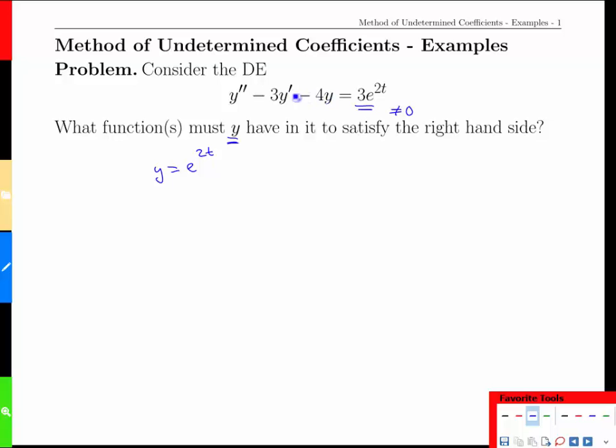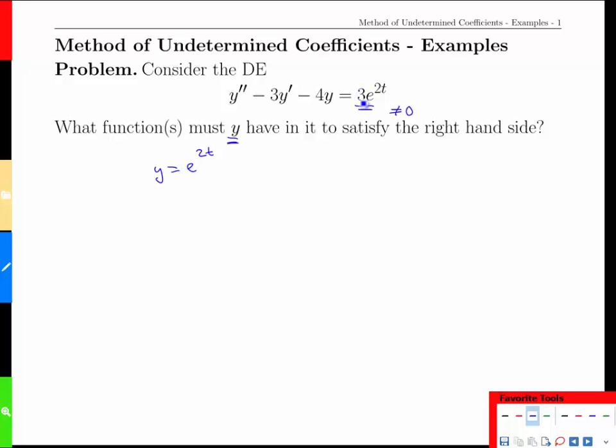But some of the y might cancel out with the y prime and the y double prime. These things might self-eliminate somehow, but at the end of the day it has to equal e to the 2t, some multiple of that. The only thing that's going to make sense there is if y is based on e to the 2t. If we don't have that there, there's no way we're going to get one on the right-hand side as well.